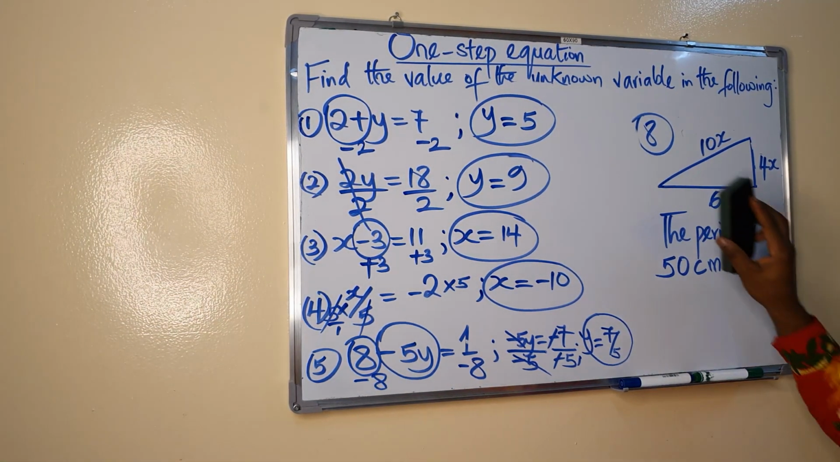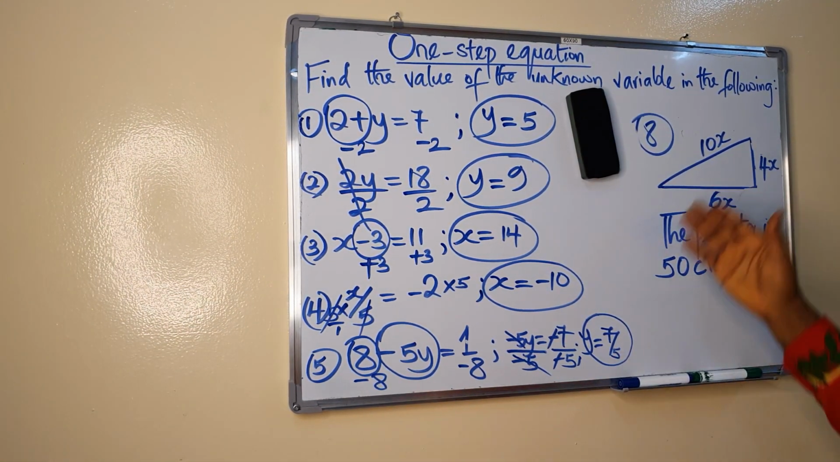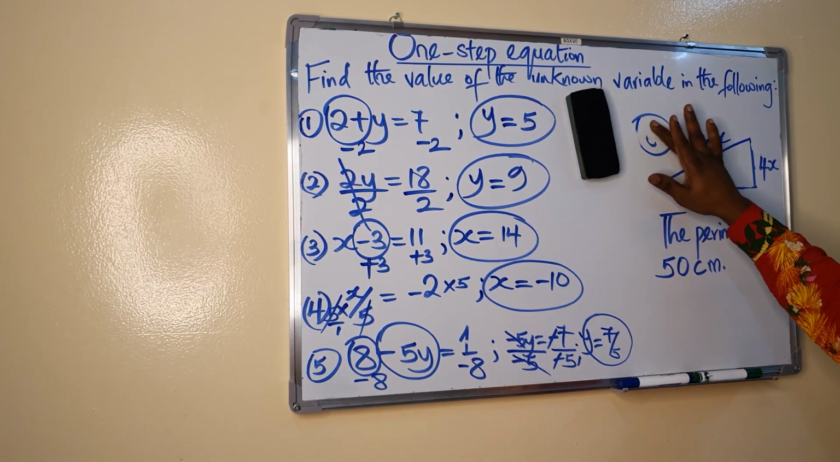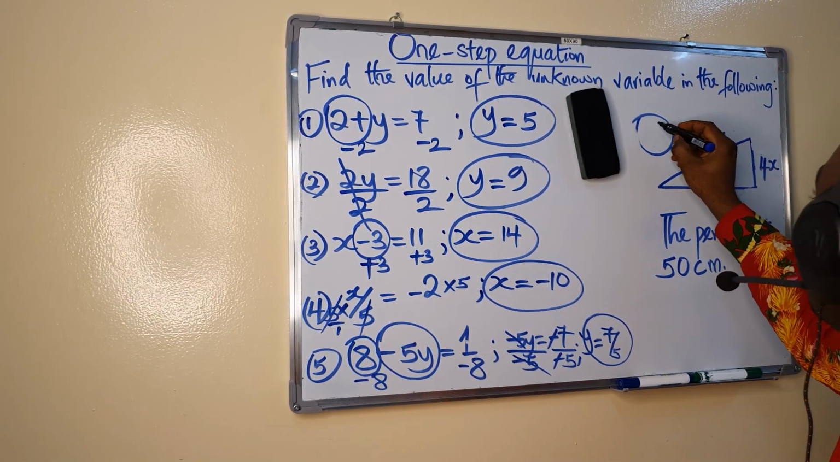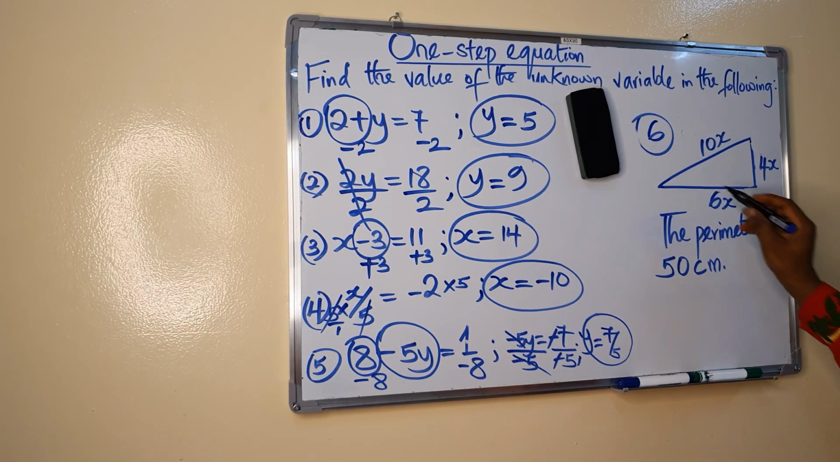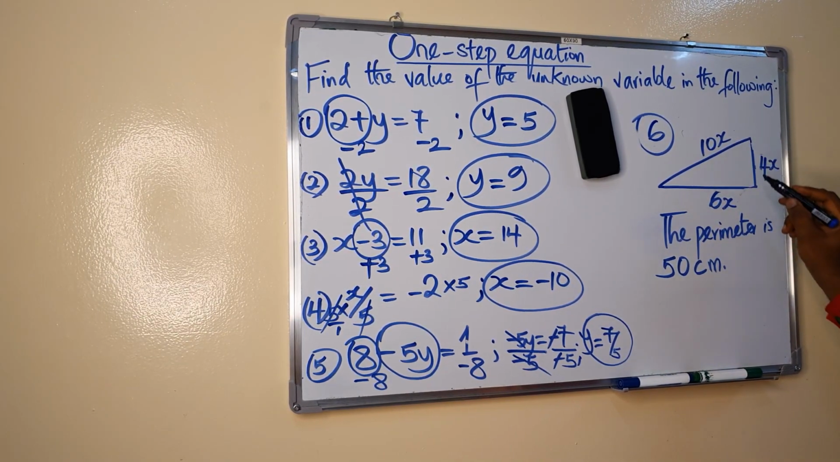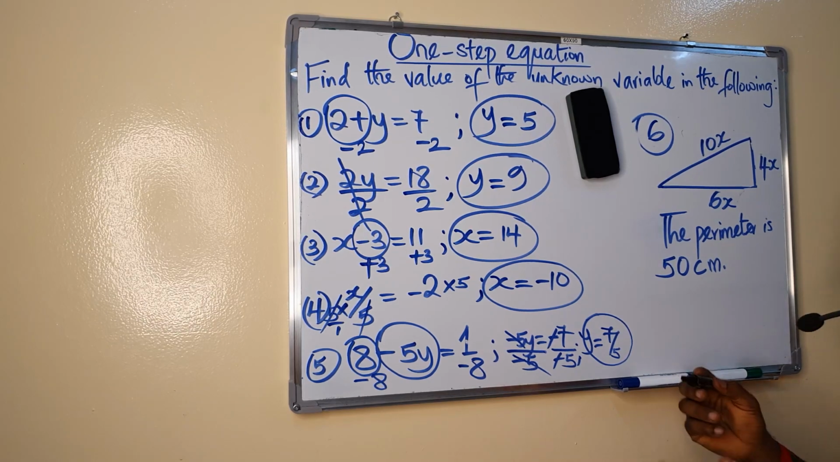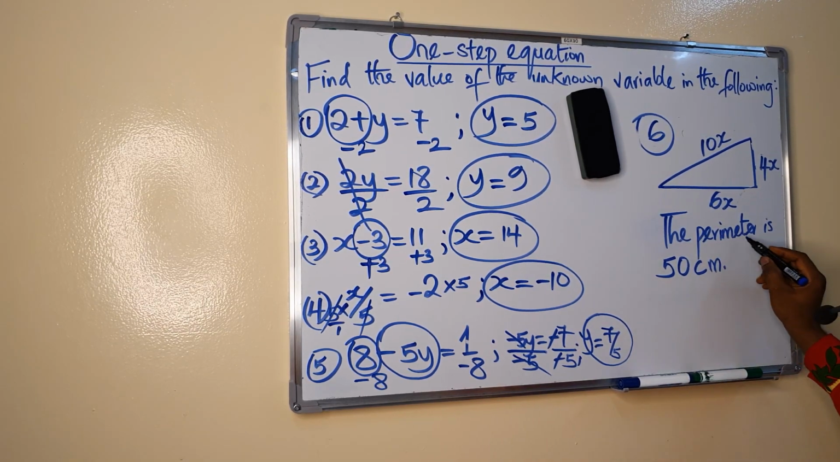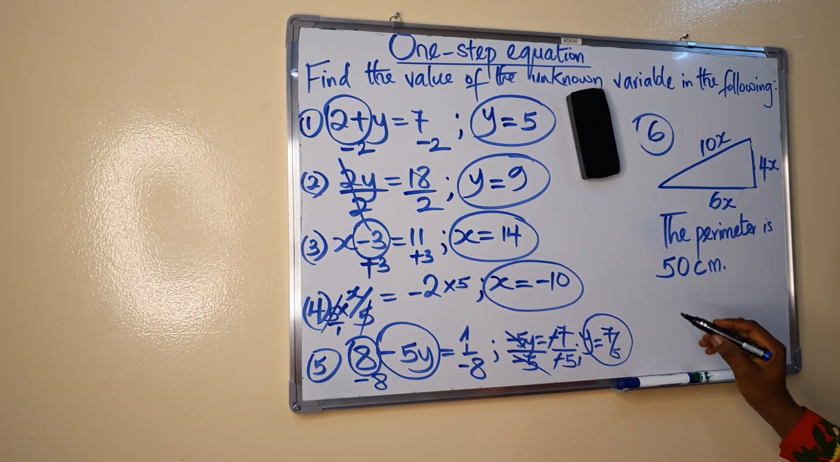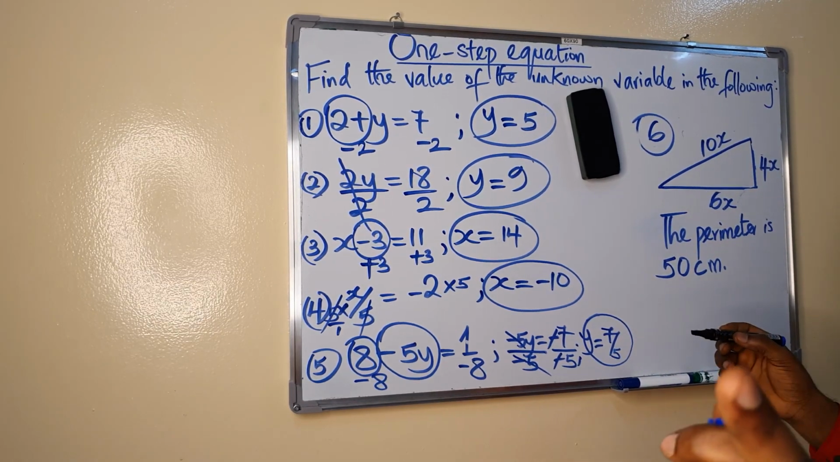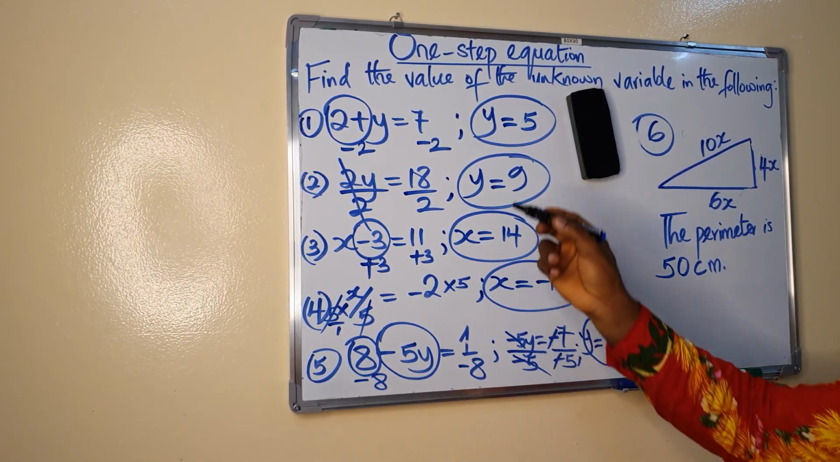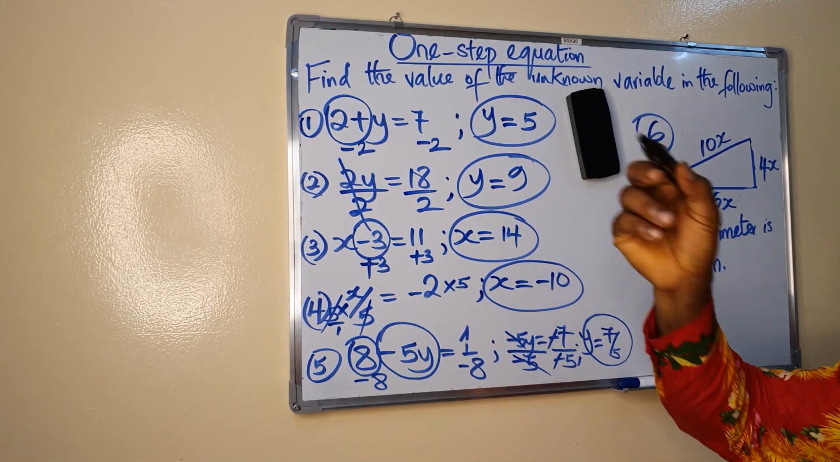Let's solve a little kind of word problem to complete this exercise. This is number 6. So number 6 says we have a triangle that has 4x, 10x, and 6x as the length of each side. The perimeter is 50 centimeters. So what is the value of x? Let's solve it out.